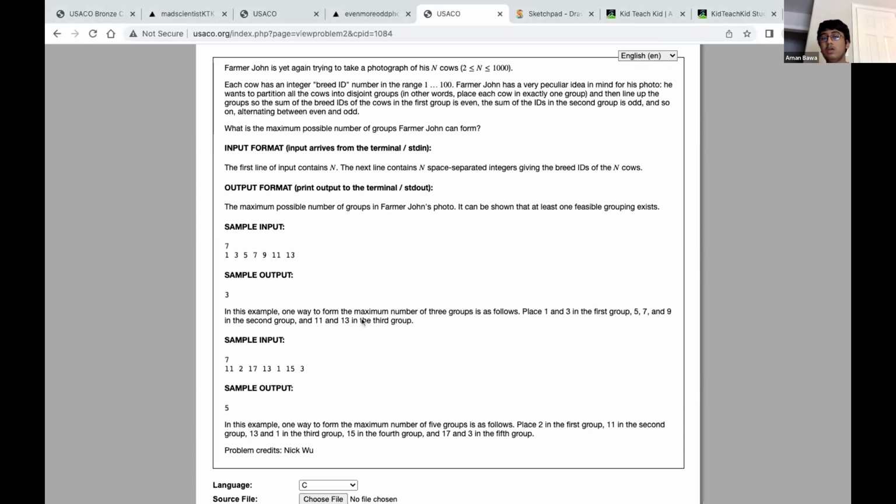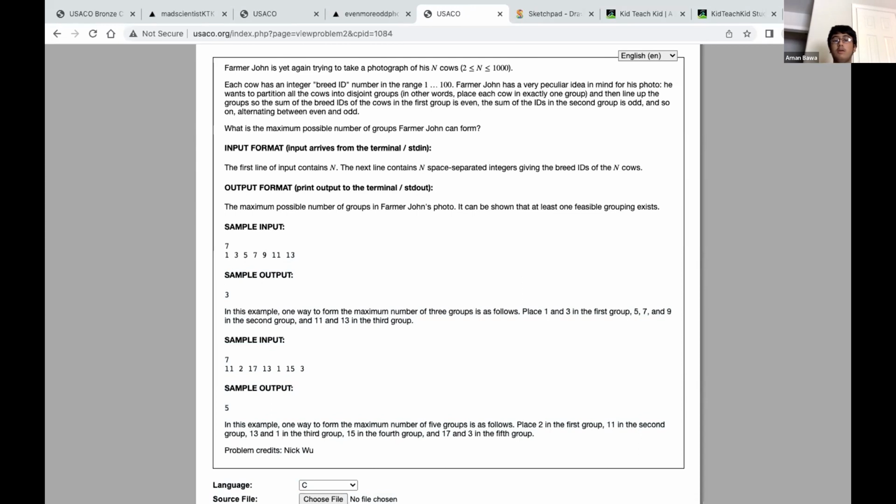So what we can do is, when reading them in, we can just convert them to ones and zeros because we only care about whether they're even or not. Ones and zeros will represent one if it's odd and 0 if it's even. So now that's cleared. So we basically just have an array of ones and zeros, and we want to put them into groups of evens and odds.